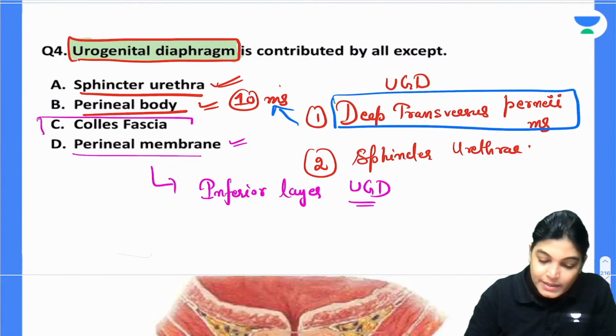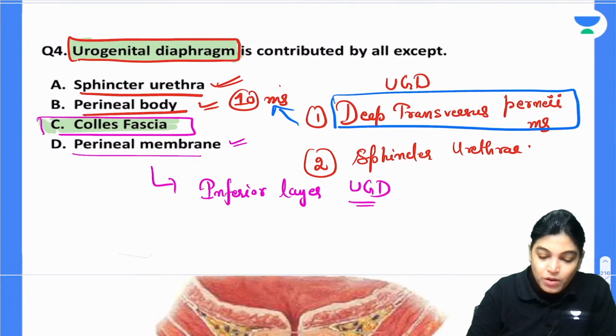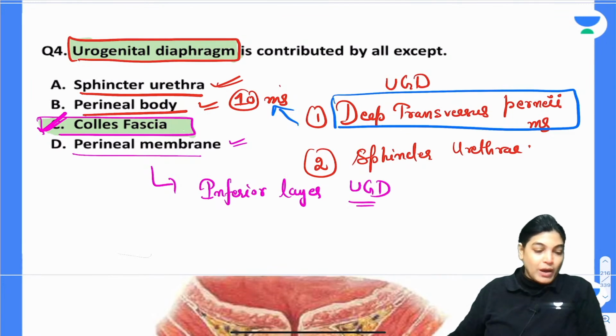So we have the correct answer as Colles fascia. We have to choose the option which is not contributing to the formation of the urogenital diaphragm, and that is Colles fascia. Actually, Colles fascia is related to the formation of the superficial perineal pouch.